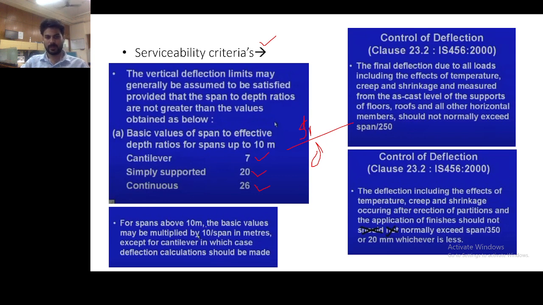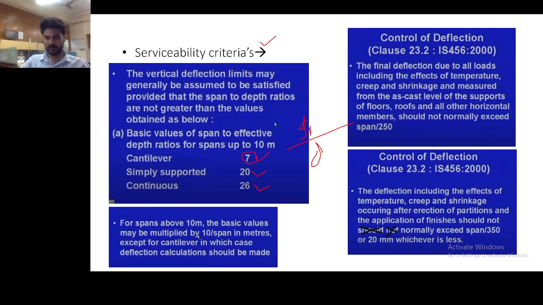For spans above 10 m, the basic values may be multiplied by 10 divided by span in meters, except for cantilevers, in which case deflection calculation should be made. So if a span of more than 10 meters is given, then we can multiply by 10 divided by span in meters, whatever it is, and by that we can calculate the new numbers, and we should not exceed that.